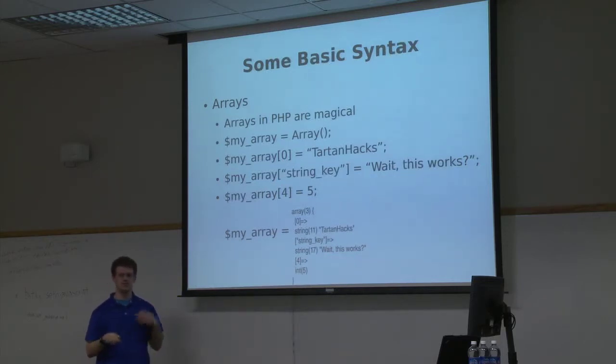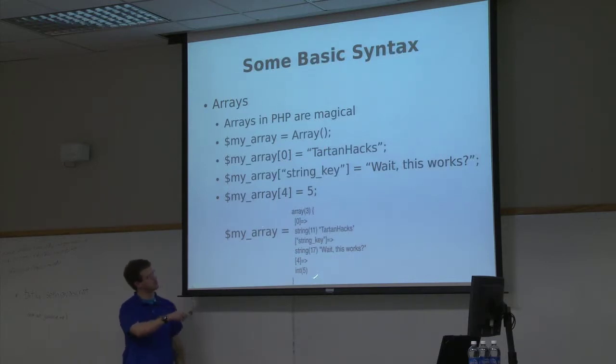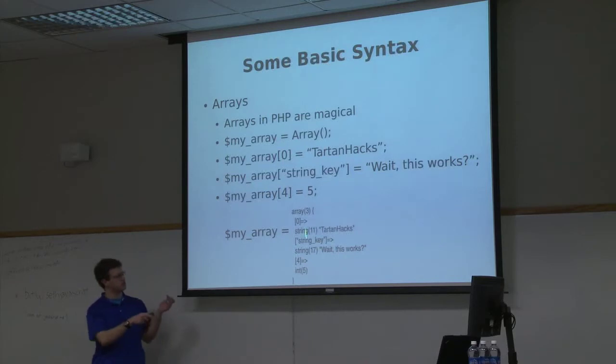And as a result, if you actually run this code, internally PHP will store it like this. It's an array of 3 things. The first one is index 0. It's a string. The second one is index string key. It's a string. The next one is index 4, and it has 5. You probably won't have to deal with this, but just to show you that it does work, I ran this code, and this is what I got.